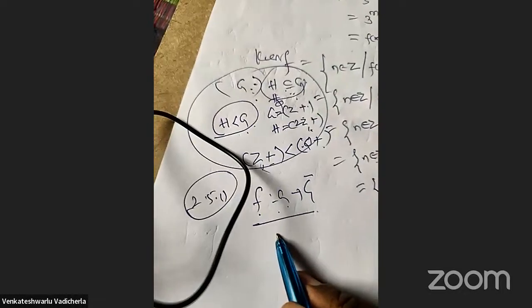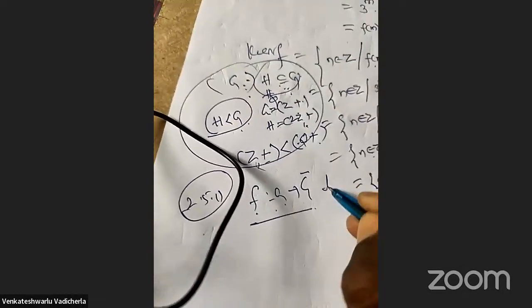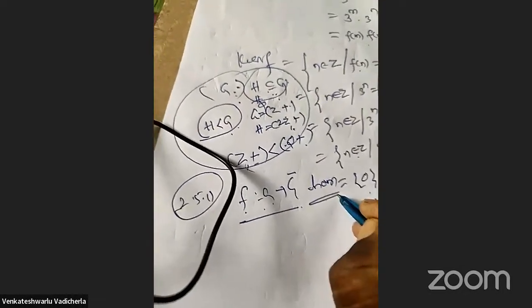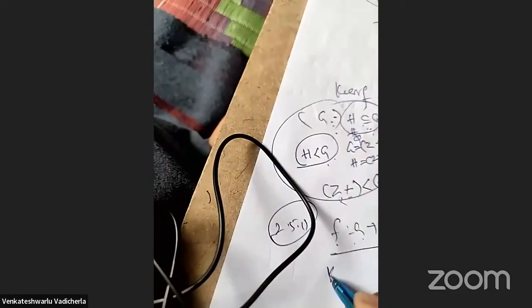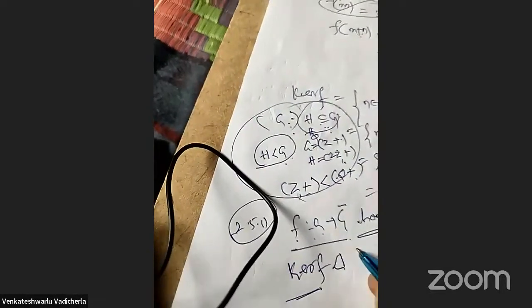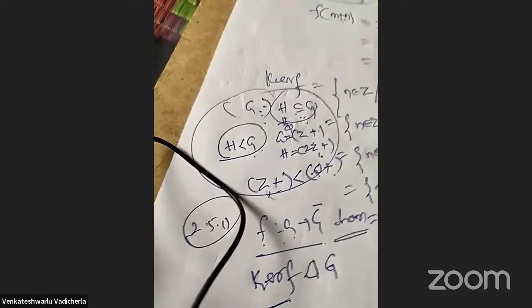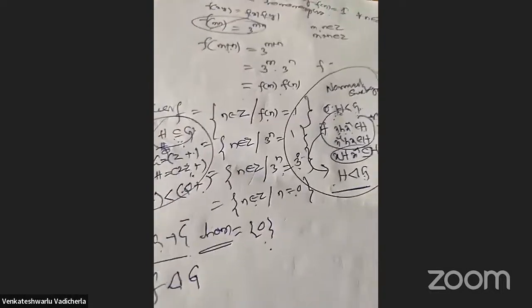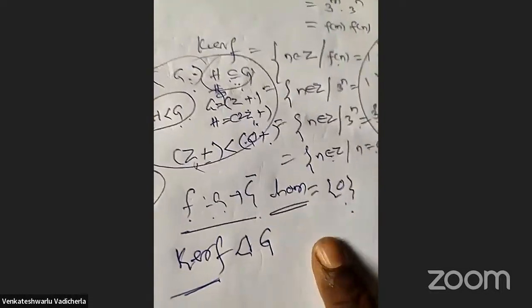We have the original statement: f from G to G bar is a homomorphism. Here, this is called the kernel of f. What is the kernel of f? It is a normal subgroup of G. Kernel f is a normal subgroup, with the triangle symbol. Kernel f is a normal subgroup of G.